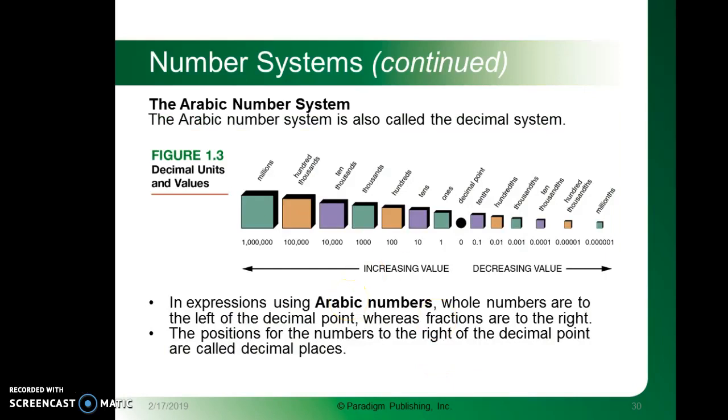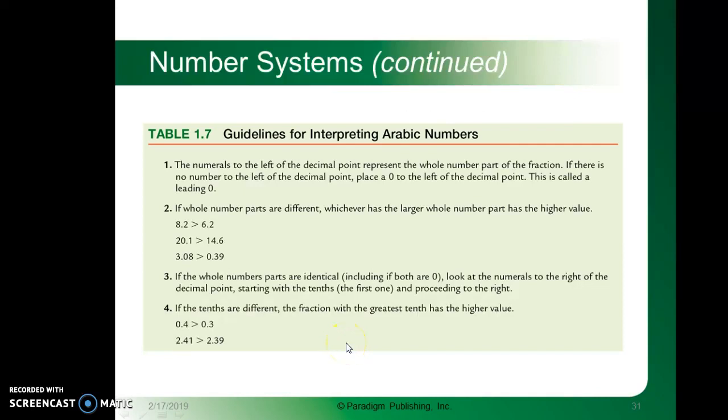Then we have the Arabic number system. This is the normal system that we use, numbers 1 through 9, and of course we have 0. It represents whole numbers to the left of the decimal point, whereas fractions are to the right. Remember what we learned in the previous section, that anything after the decimal is a fraction in groups of tenths, okay? The positions for the numbers to the right of the decimal point are called the decimal places. Guidelines to interpret Arabic numbers: the numbers to the left of the decimal point represent, again, whole numbers, not part of a fraction.